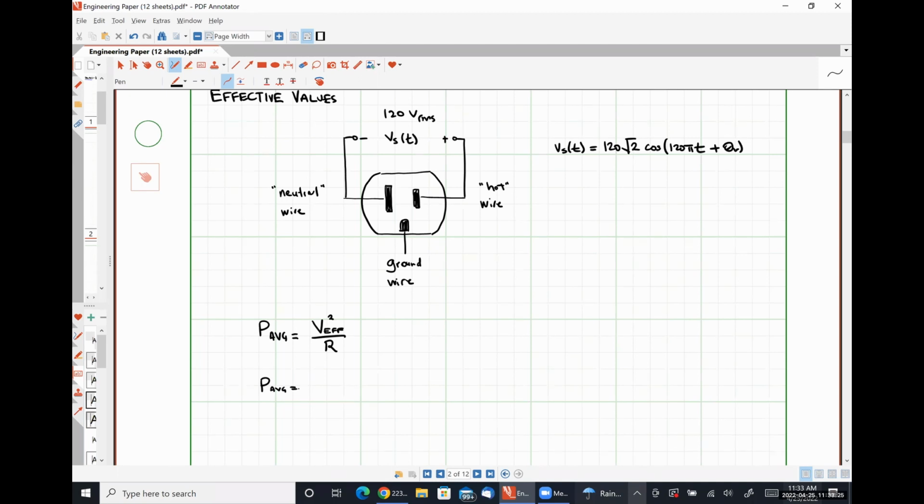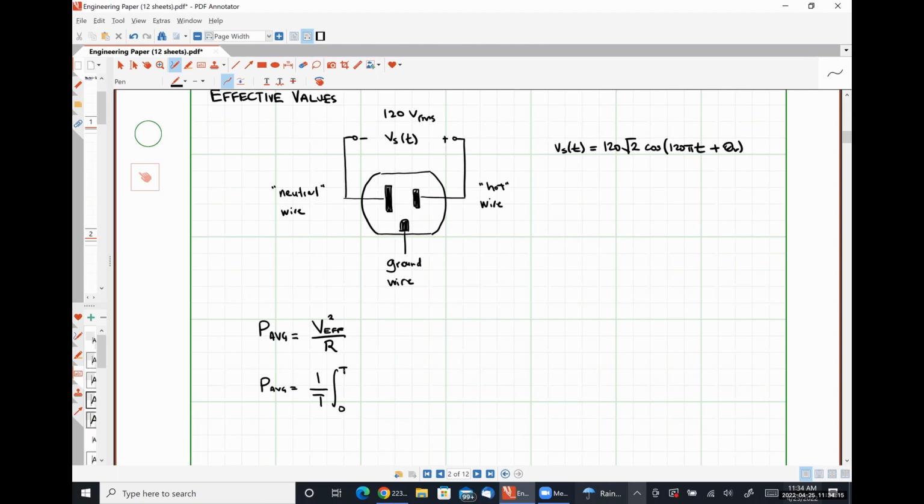Now let's consider the average power delivered to a resistor if we have a periodic signal. Okay. So for a periodic signal, the average value of that signal is the integral over exactly one period, capital T, of our instantaneous power signal divided by the duration of a period. So that's how we get the average value of any periodic function.